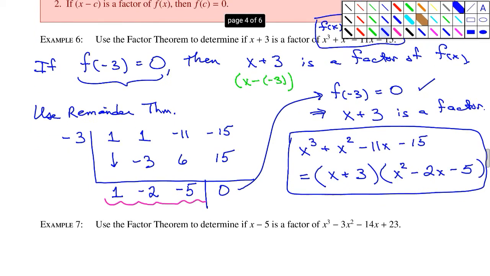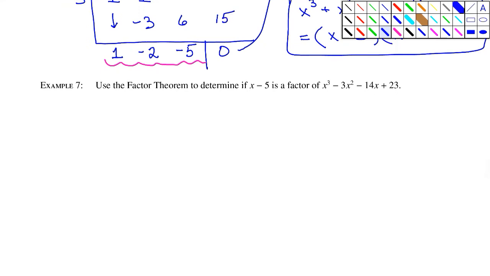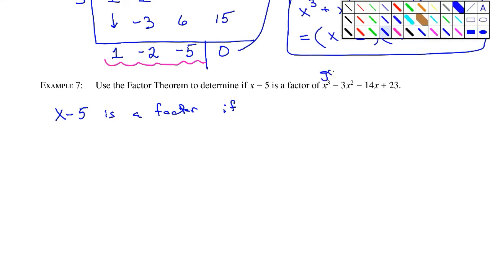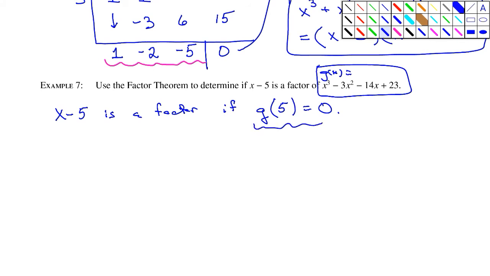Let's look at example number 7. Use the factor theorem to determine if x minus 5 is a factor of x cubed minus 3x squared minus 14x plus 23. So we know that x minus 5 is a factor if, let's call this one g. All right, so there's my g of x. If g of 5 is equal to 0. So we'll evaluate g of 5 by using the remainder theorem.